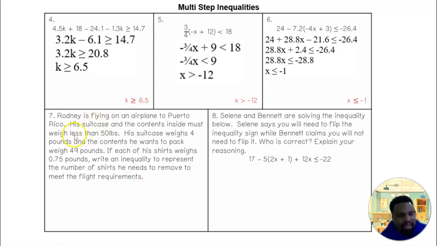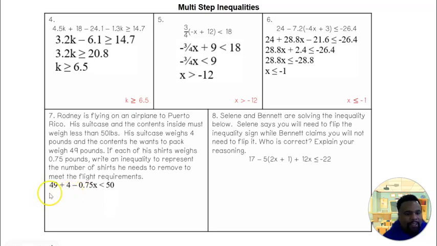All right, so what we need to do is set this up. We know that it has to be less than 50. We know we have to add the weight of the suitcase and the weight of the contents we want to pack. So 49 plus 4. And then we have to subtract the shirts. Each shirt weighs 0.75 pounds. So minus 0.75 times the number of shirts is less than 50. That's your inequality. Now let's go ahead and solve this.